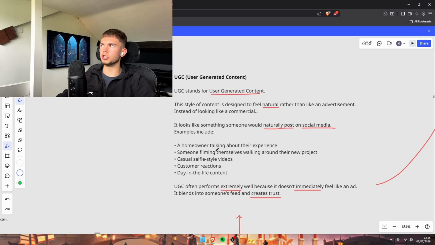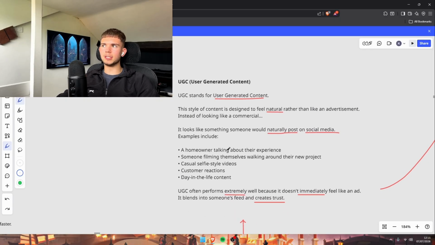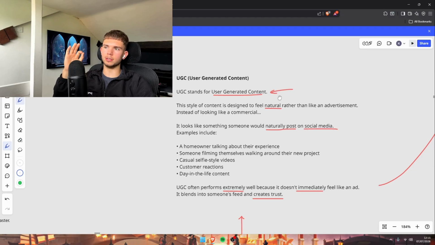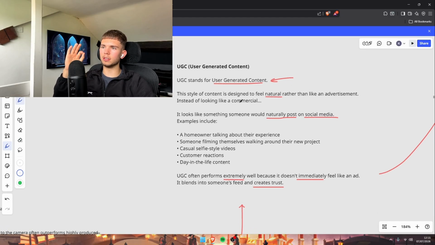We've also got user-generated content. This is really the source. This is really good. UGC stands for user-generated content. This style of content is designed to feel natural rather than like an advertisement. Instead of looking like a commercial, it looks like something someone would naturally post on social media.